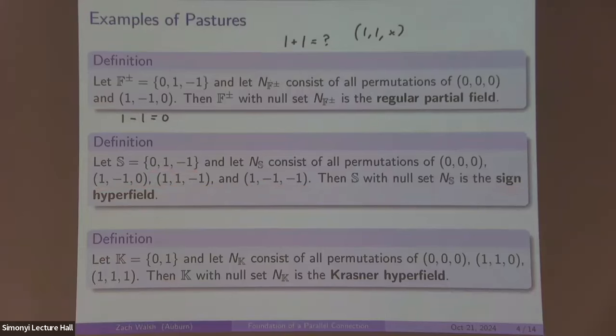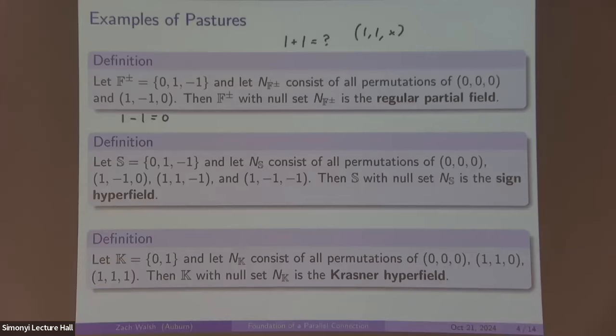What do you mean by "is" here? Like when you say there is the sign hyperfield? Oh yeah, I'm not sure. I mean, is isomorphic to the sign hyperfield? I had the same question for the class. You're giving a general way to reconstruct the hyperfield addition from this data.